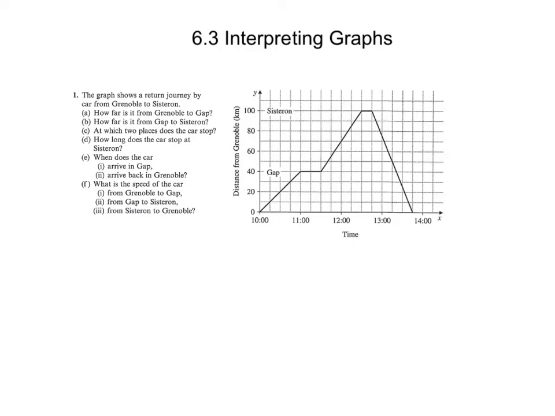All right, welcome to 6.3, Interpreting Graphs. So really this is all about graphing. There's really two or three types of problems you're going to see. The main two types are going to be straight lines like we've been dealing with, and really you're just going to be looking at what the x-axis represents, in this case time, and what the y-axis represents. In this case it says distance from Grenoble, okay?